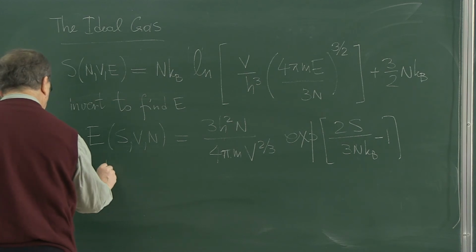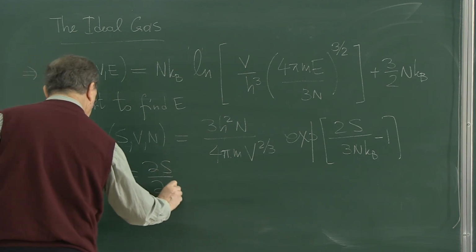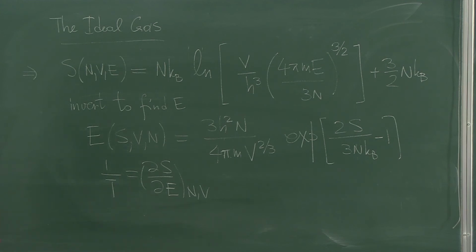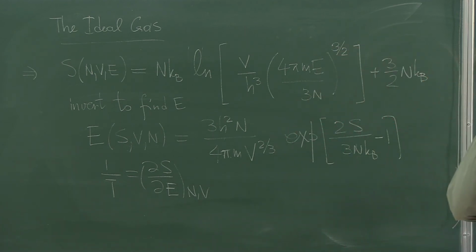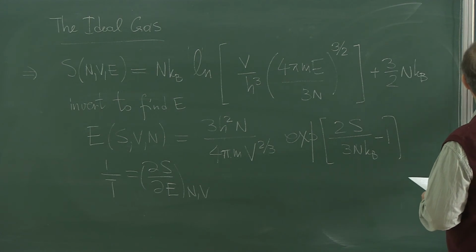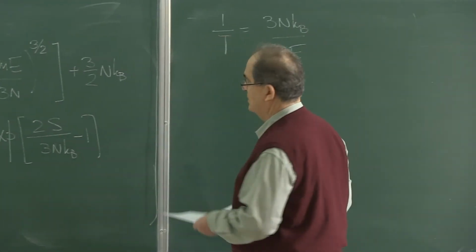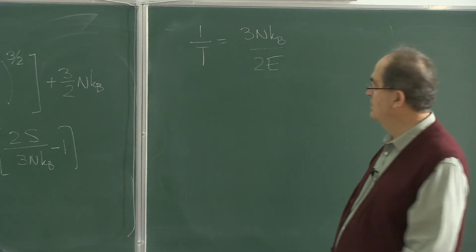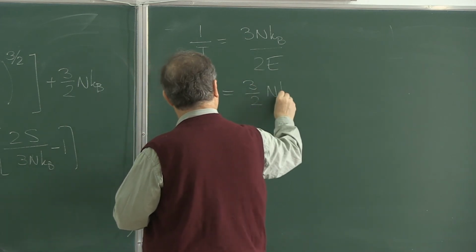Now, let me go from here to temperature. It was the derivative with respect to E, keeping N and V constant. It's very easy to take the derivative of S with respect to E, keeping everything else constant. It is an exponential relationship. The result is 3 N k_B over 2E. Do that. That gives you the total energy. It is that energy is 3 over 2 N k_B T.